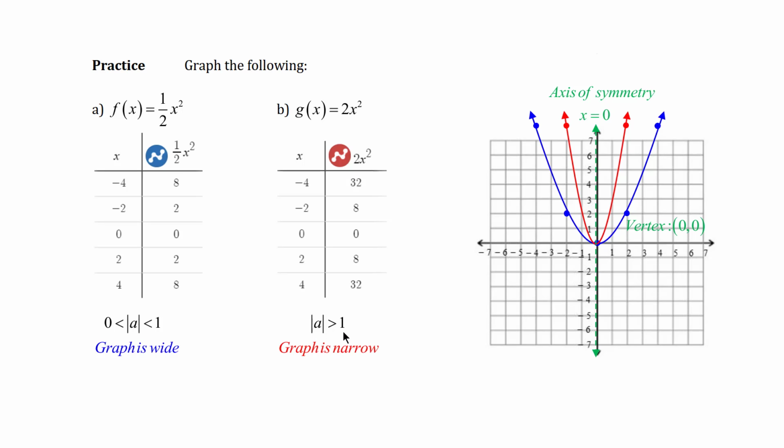In our case, our a value is 2. So essentially what's happening is the distance between our y values is stretching by a factor of 2. In part A, the value of a was equal to 1/2. So the distance between the y values are cut in half, and this resulted in a wide graph. Also, we have our vertex for both of these graphs at 0, 0, and our axis of symmetry is at x equals 0.